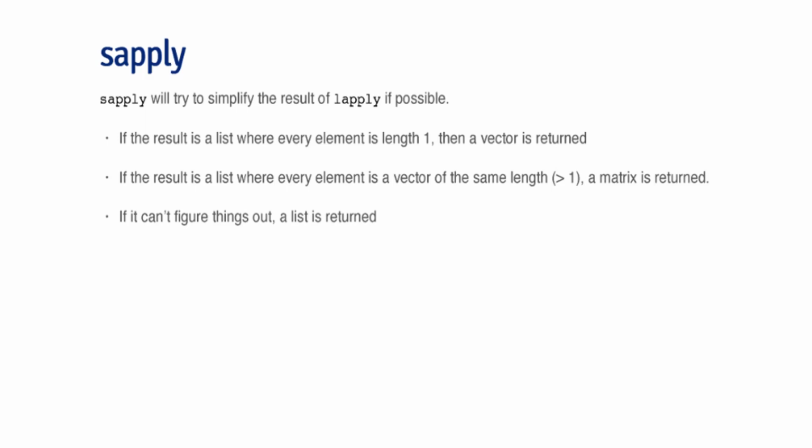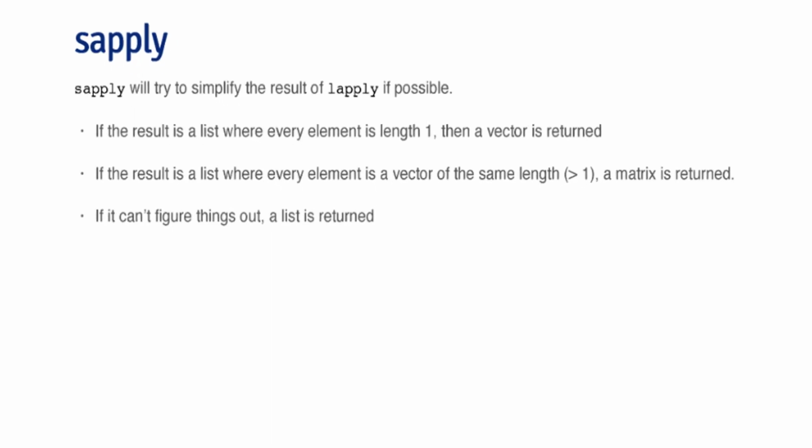And so sapply will simplify that into just a vector. If the result is a list where every element is a vector of the same length, for example, if every element has a length 5, then sapply will put those elements in a matrix that's 5 by however long the list is. So that's often what you want to happen. But if it can't figure out how to simplify the object when it comes back, for example, if the object has many different types of things, then it's just going to do nothing. It will just return a list.